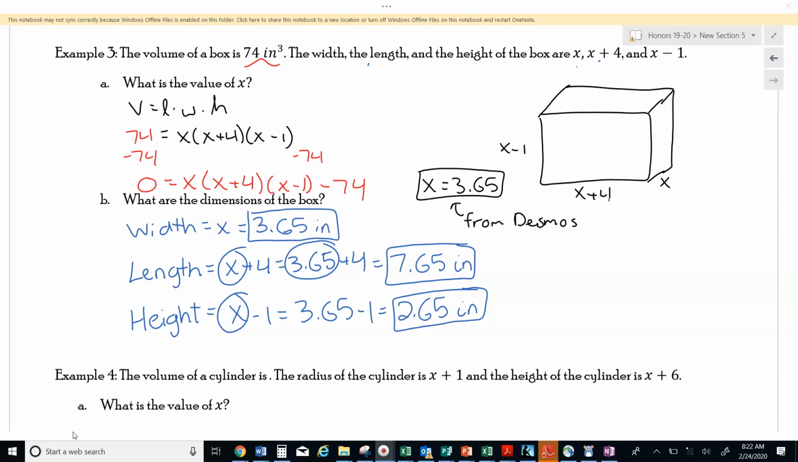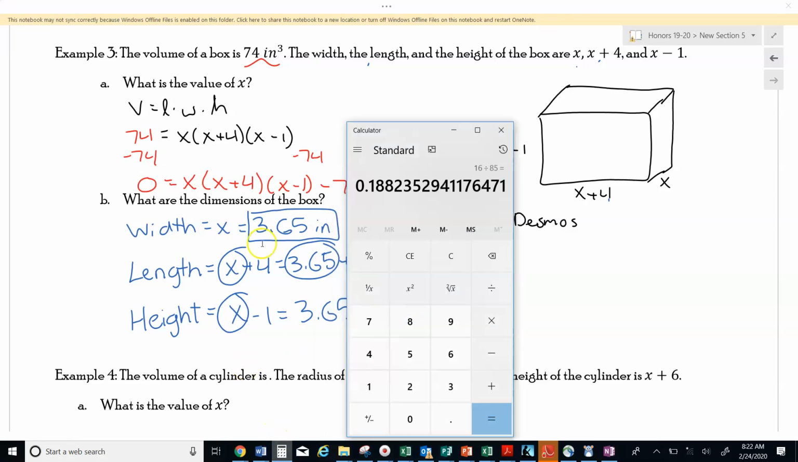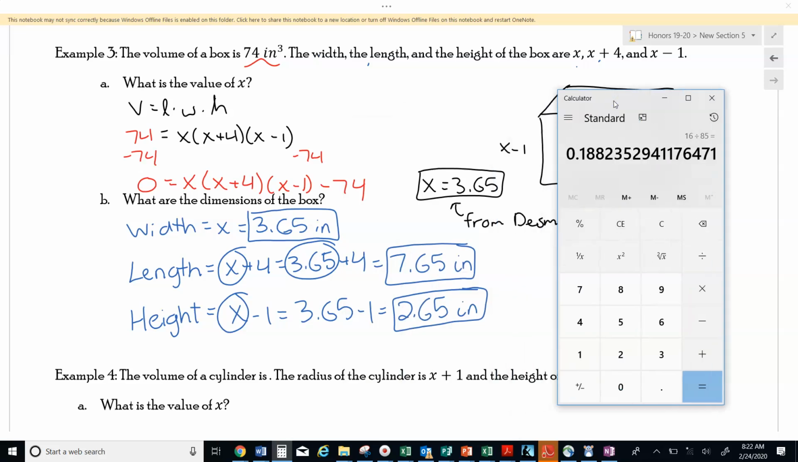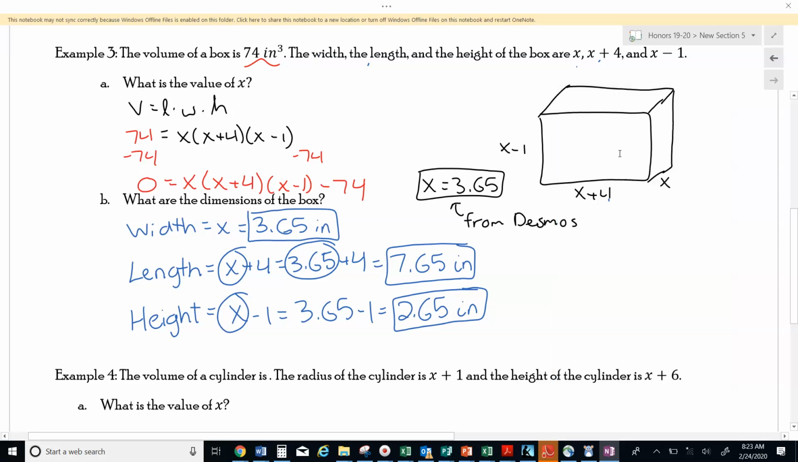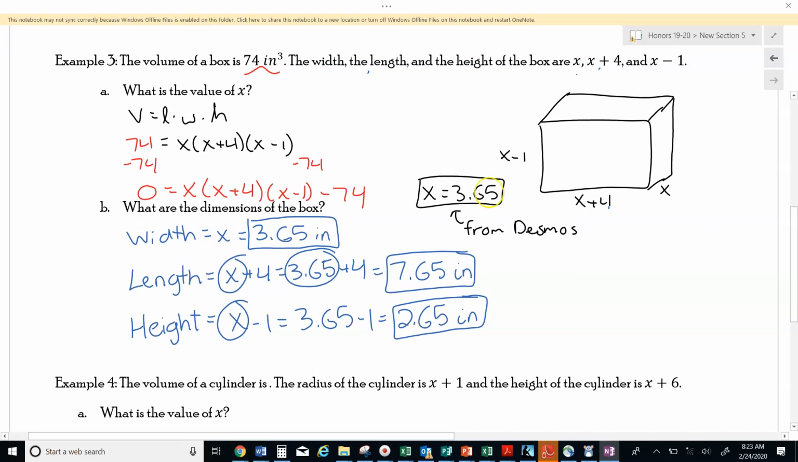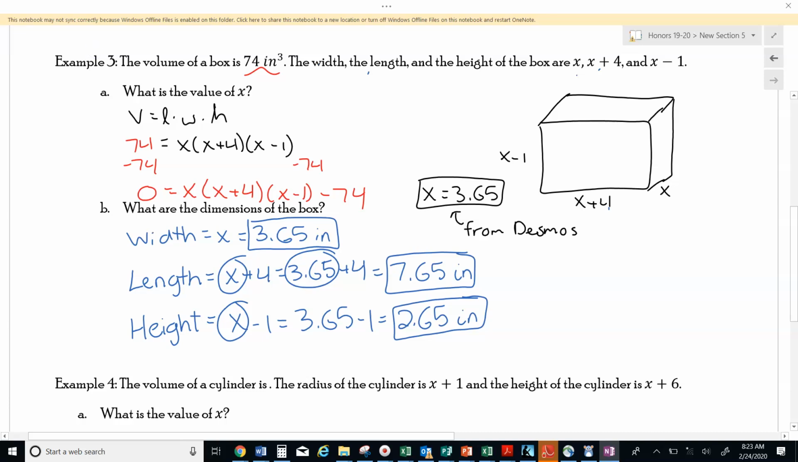Those are the dimensions. And if you multiply those together, we hope that we get close to 74. So we should be able to check our answer at this end. 3.65 times 7.65 times 2.65, it's 73.99. So yes, that is very close to 74, within rounding error. Again, these won't be perfect. Desmos gave us a rounded answer here. If it makes you feel better, you can put that this is approximately 3.65. So these are all approximately. That's what the squiggle equals sign means, that it's about that.